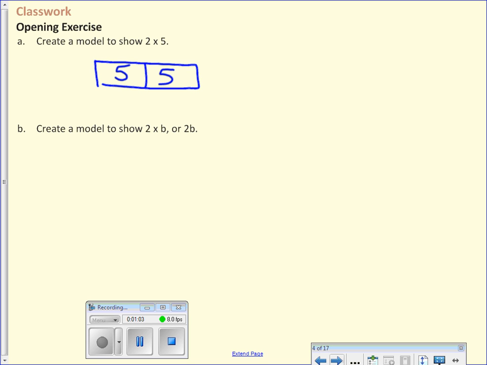Now create a model to show 2 groups of B. Remember, 2 groups of B can just be written as the term 2B. 2B. And remember, the coefficient, which is the number, always comes first. So show me 2 groups of B.